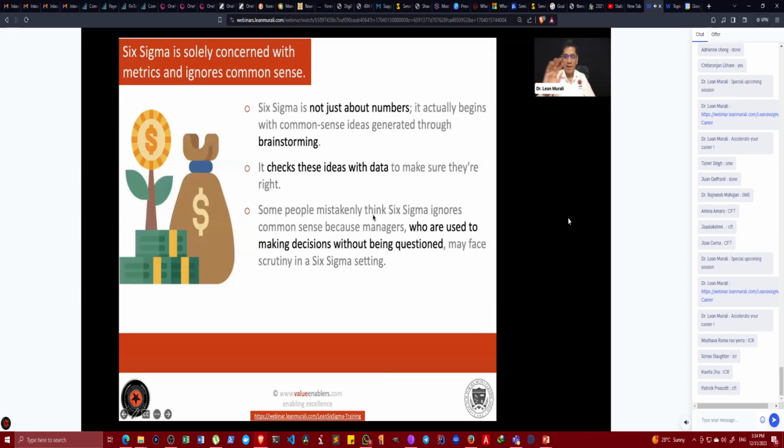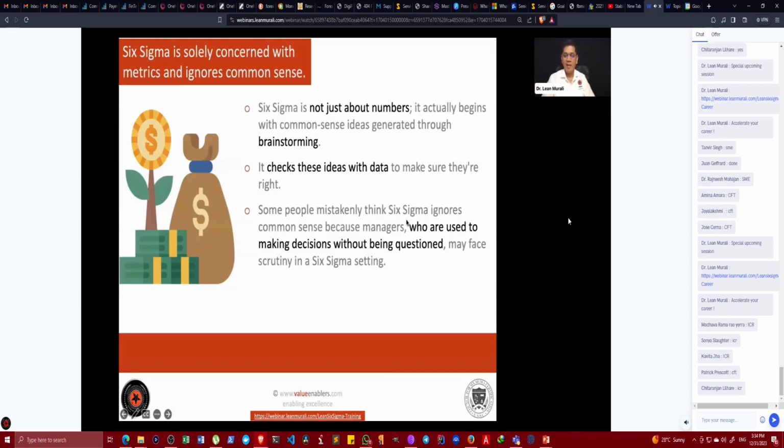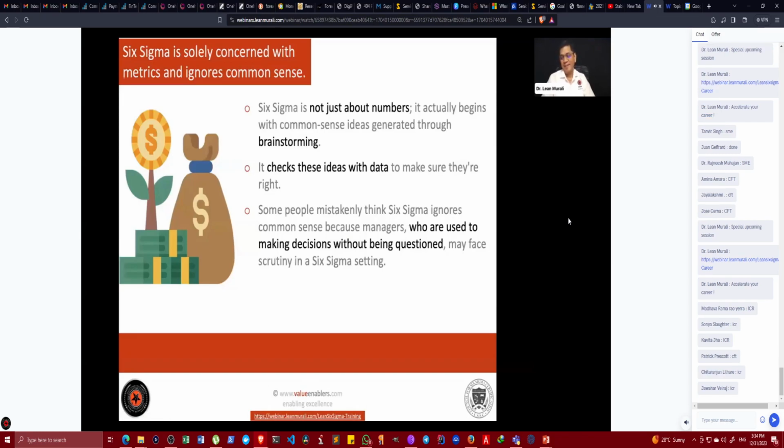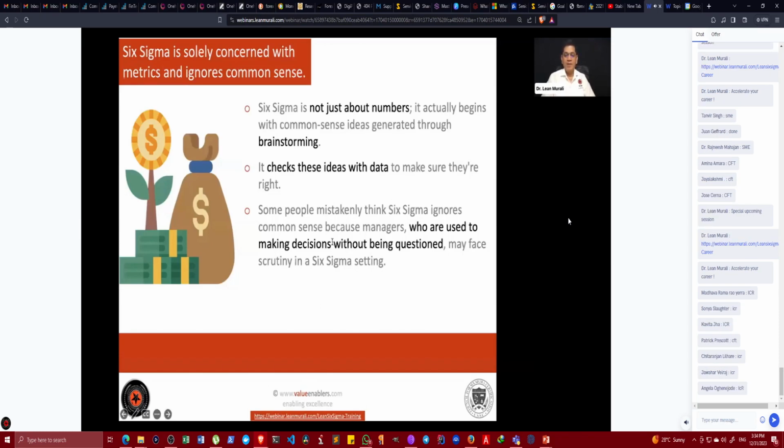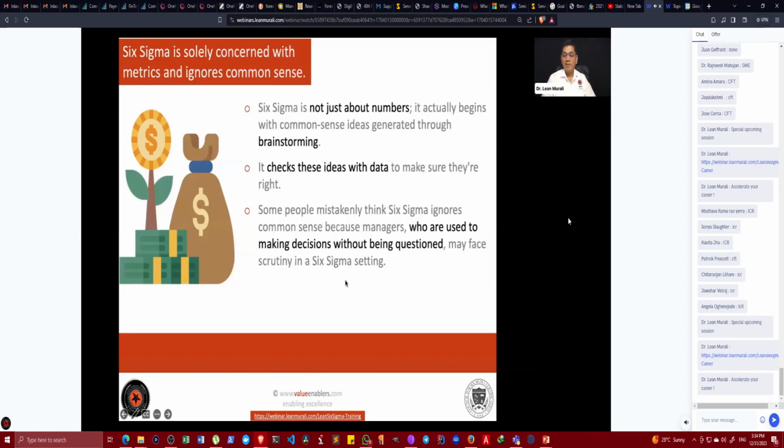Experience is good. I'm not saying experience is bad, but experience has to be backed with data, and data should prove your experience. So managers feel uncomfortable with Six Sigma, because if they're proved wrong, they feel ashamed, right? All right, great. I believe I saw a lot of experience there. Sometimes data is also misused to support some conclusions against common sense.